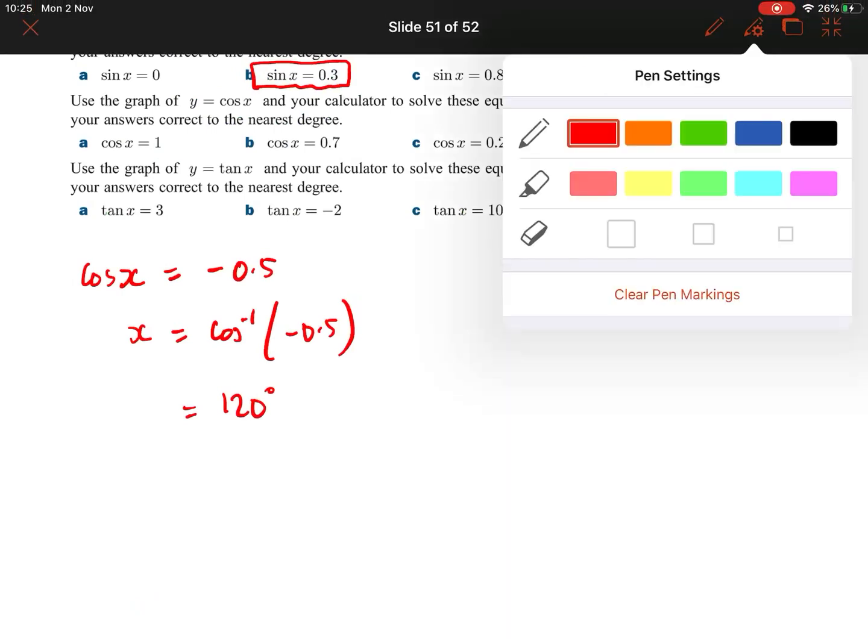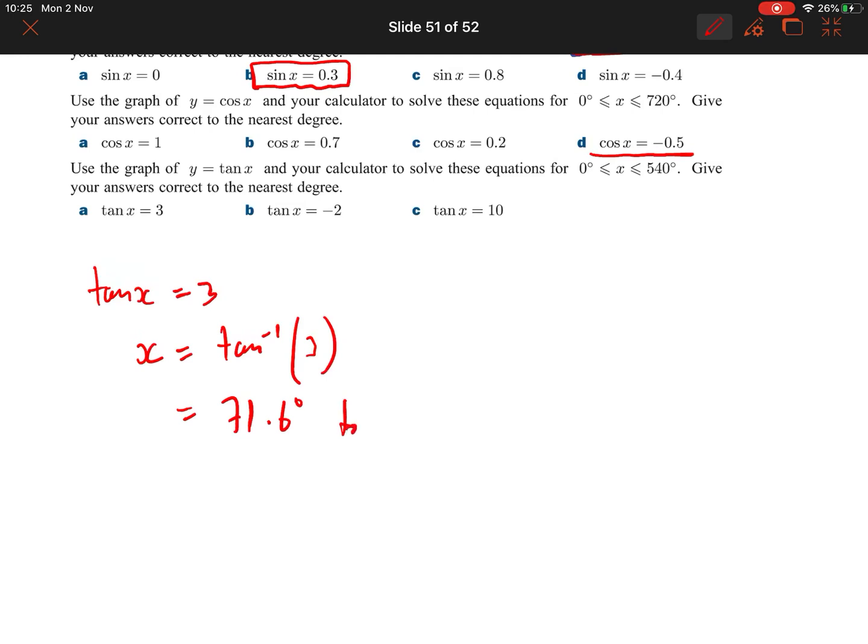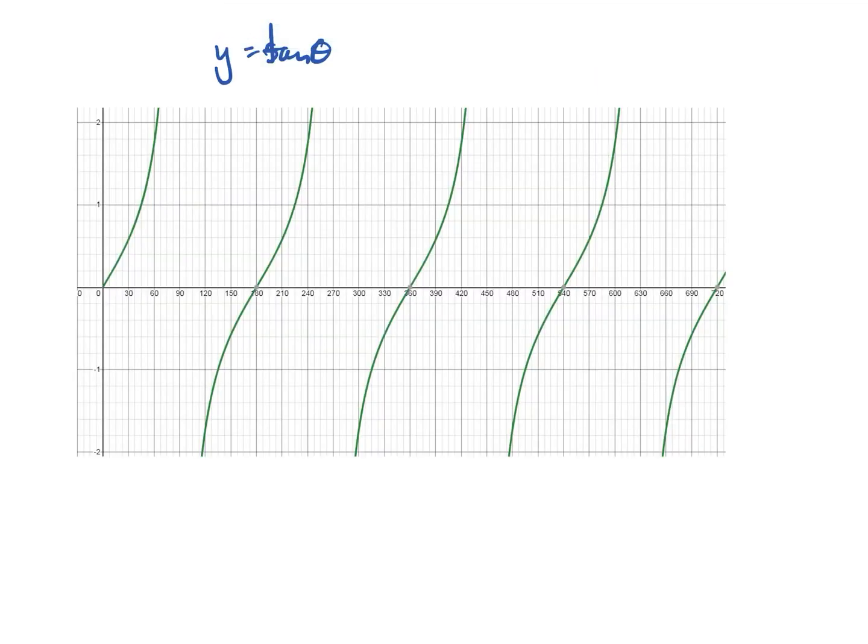Right, let's do another one. We'll do one more. Let's do a tan. Let's go for tan x equals 3. Again, use your calculator. x equals tan to the minus 1 of 3. So shift tan of 3, and that is 71.6 degrees to 1 decimal place. Is that the only answer?